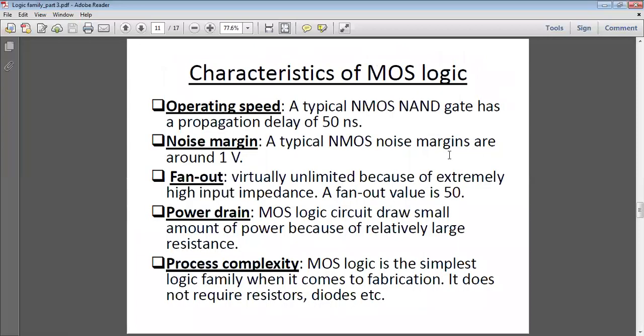So what are the characteristics of MOS logic? Operating speed: typically, NMOS in a NAND gate has a propagation delay of 50 nanoseconds. Noise margin is about 1. Fan out is high, 50. Power drawn: MOS logic circuits draw a small amount of power because of uniquely large impedance. Process complexity: MOS logic is the simplest logic family when it comes to fabrication. It does not require resistors, diodes or any other component. Only MOS is sufficient.